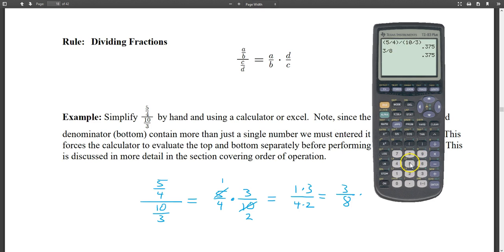Notice if we evaluated 5 divided by 4 divided by 10 divided by 3 like that, you don't get 0.375, you get 0.0416 repeating. So you should follow that rule. If anything in your fraction, if the numerator or denominator is more complicated than just a single number, put it in its own set of parentheses.